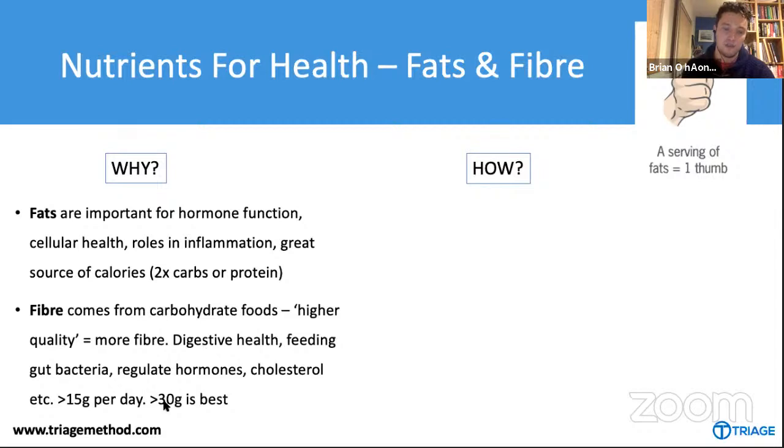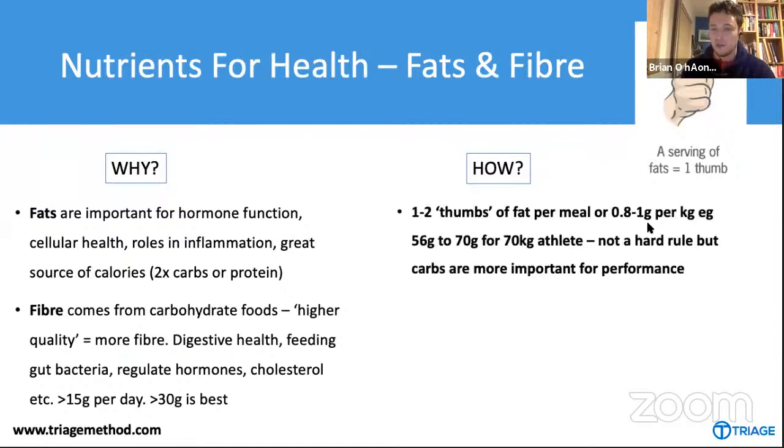So more than 30 grams a day is like the baseline or the optimal level to get the most health benefits from your fiber intake. But at the very least, we want people to be getting 15 grams a day. I think the Irish average is about 12 grams. So most people have some work to do on this. So 1 to 2 thumbs of fat per meal is a good place to start. You may not need much added fat to a meal.